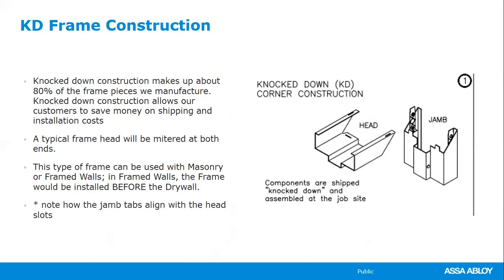So with that, we'll talk about our first type of construction on the frame, which is KD construction. You'll see the detail to the right there. On the head, it has slots. On the jam, it has tabs. So in actuality, this frame can be put together in the field. You have to bend the tabs the correct way to close up that miter on the header of the frame. But with that, on a KD construction, and if it's a masonry frame, 9 times out of 10, that frame is going to go out to the job site welded.